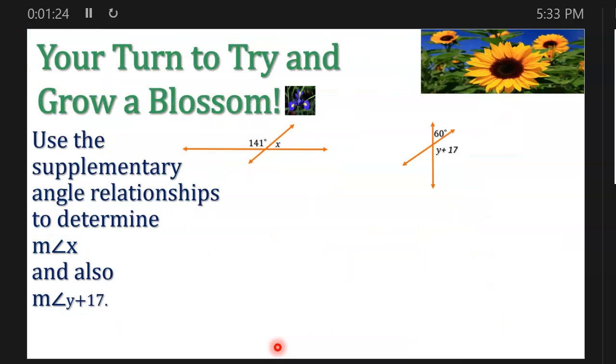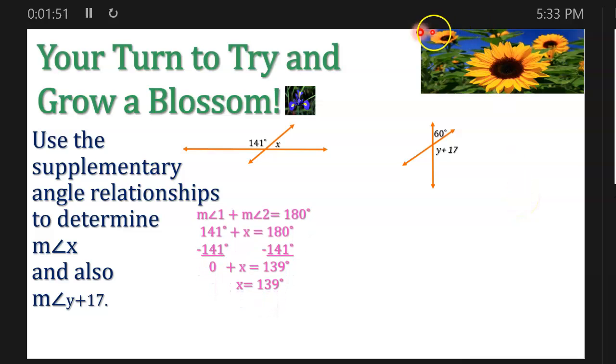All right, let's try this. Okay, so go ahead and pause. I'm going to count to 3 and try to find that unknown angle. So you're trying to find the measure of angle x here using supplementary angle relationships. And this one is also a supplementary pair. And you're trying to find that full measure of y plus 17, that whole angle there. Okay, pause. 1, 2, 3.